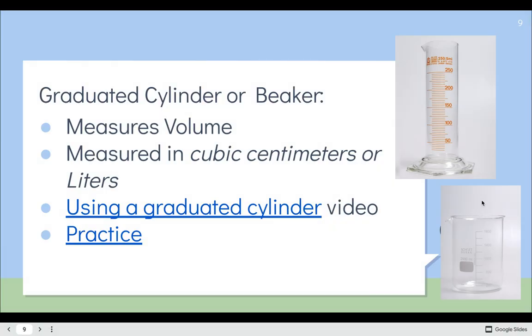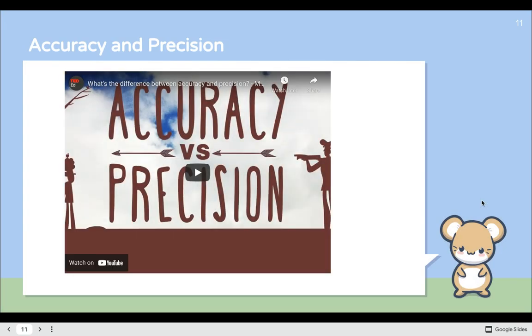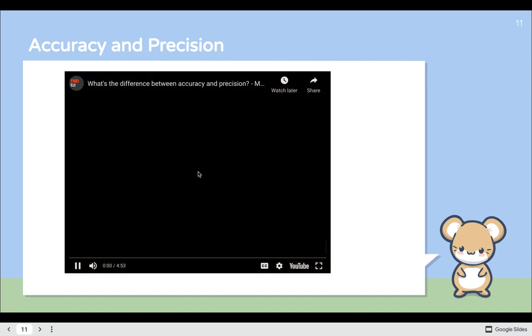The graduated cylinder or beaker is used to measure volume. It's measured in cubic centimeters or liters. A spring scale is used to measure weight, and we use that to measure newtons. And we have one more video on accuracy versus precision.